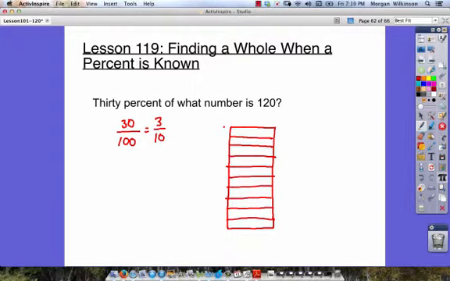It says 30% of what number is 120. So 30%, that would be 3/10. So 3/10 would be our first 3 spots. And this is 120. If we break 120 into our 3 equal positions, we get 40 in each position. Now again, like we've seen before, the nice thing about diagram boxes is each one has the same value. So we fill in our 40s all the way down.